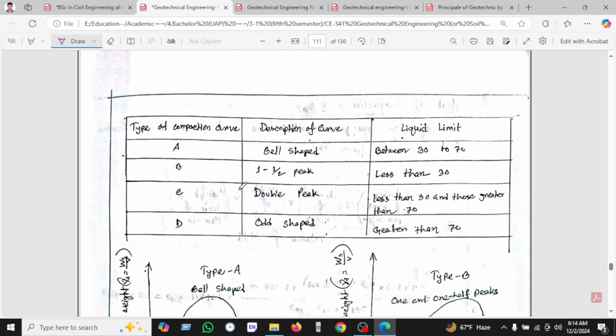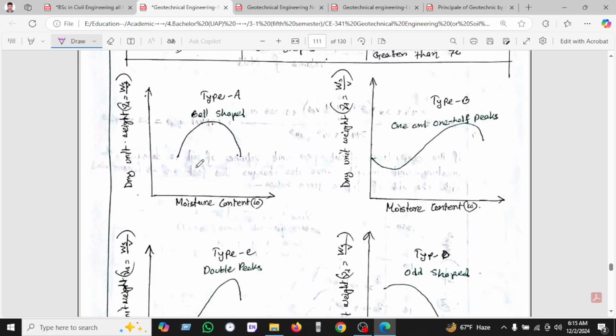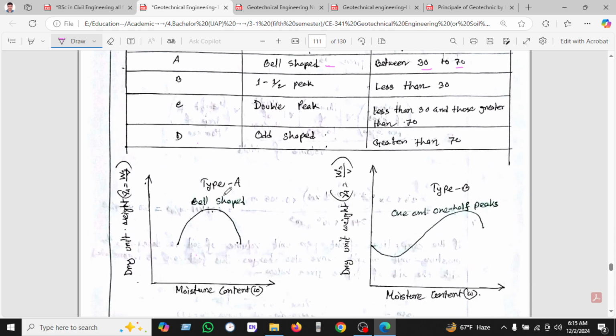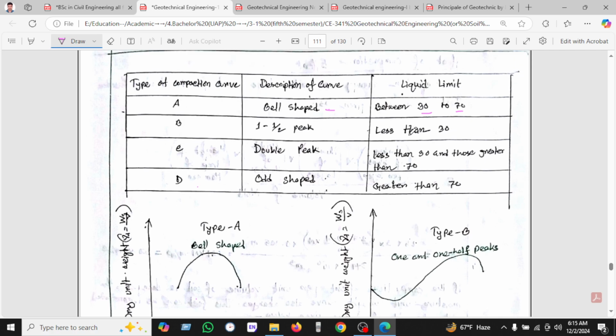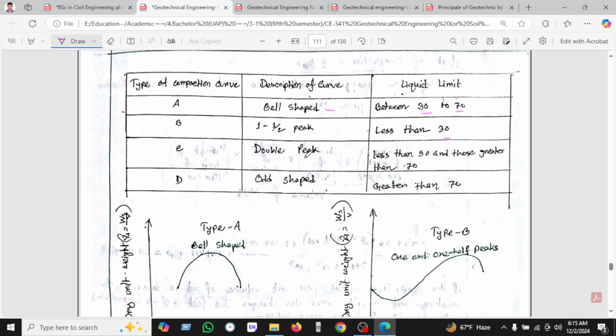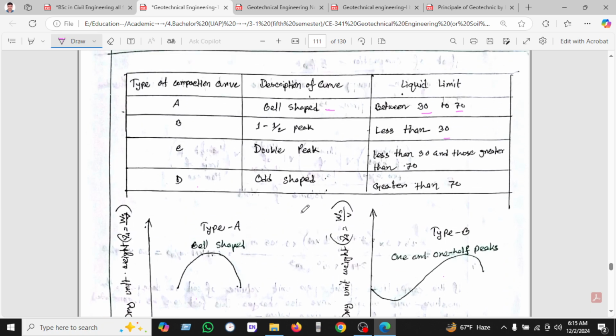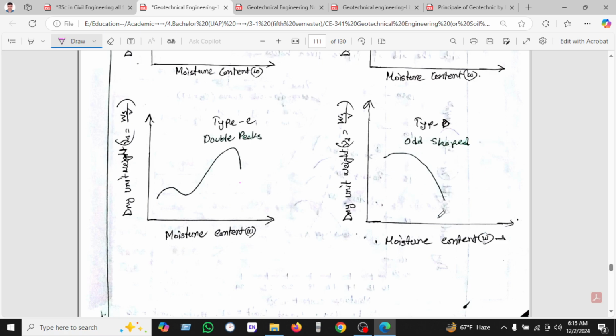Okay, so types of compaction curves: you can see A, B, C, D. A is a bell shape, where the liquid limit is between 30 and 70. One and a half peak is when the liquid limit is 30 to 40. When the liquid limit is less than 30, this graph will appear. A double peak is when the liquid limit is greater than 70. And an odd shape is when the liquid limit is greater than 70.